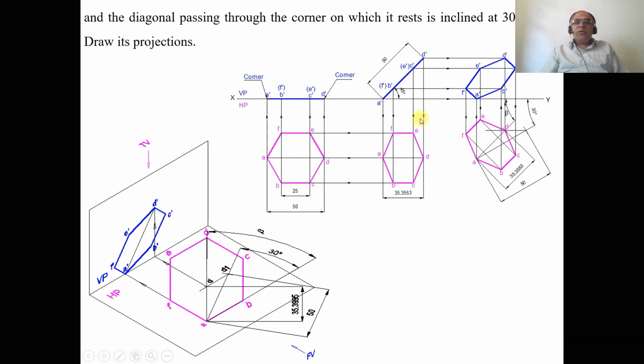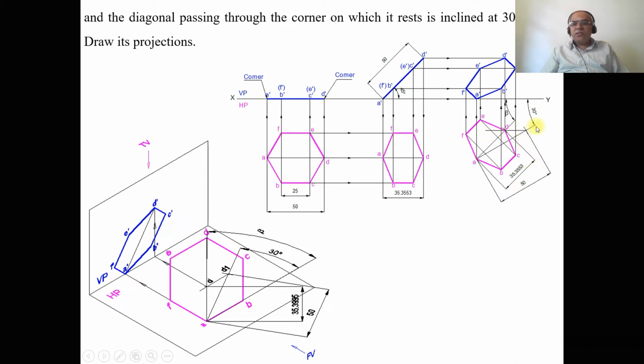Where are you going to get the true length of the diagonal? In the first position top view, you can see the diagonal AD is parallel to HP, so you are getting the true length here. You measure the distance from A to D, which is 50, and with A as center, cut an arc on the true inclination line. Therefore, you are going to get that 50 here.